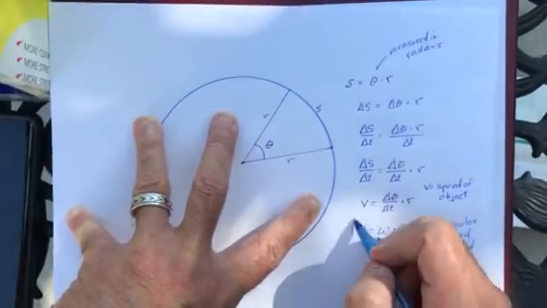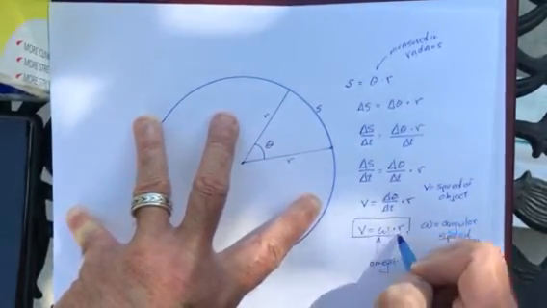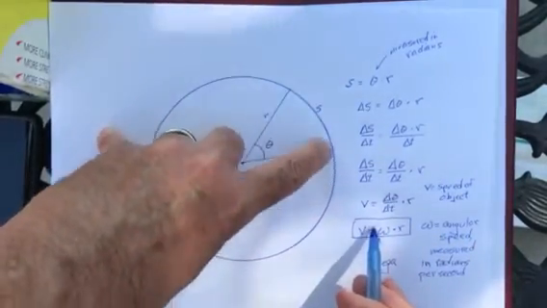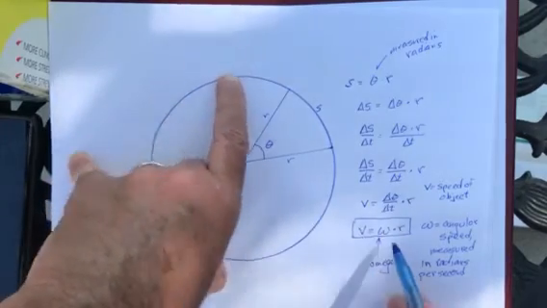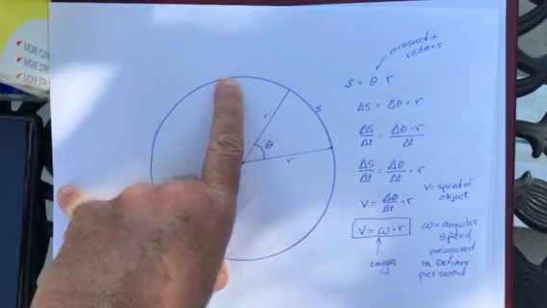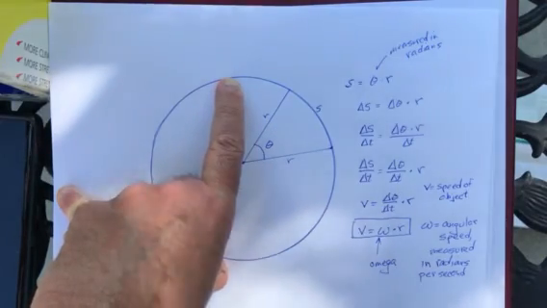So that's an important equation. So the speed of the particle, or the speed of the object moving along the circle, is equal to the angular speed multiplied by the radius of the circle. And we'll want to keep that in mind. We'll come back to that.